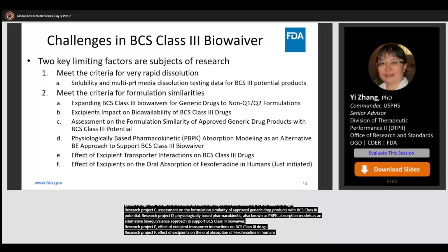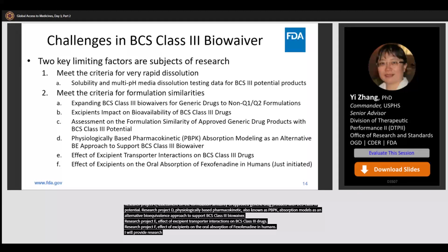I will provide a brief research outcome summary for all research projects except Project 2F, as it just started and is currently still at the stage of method validation.